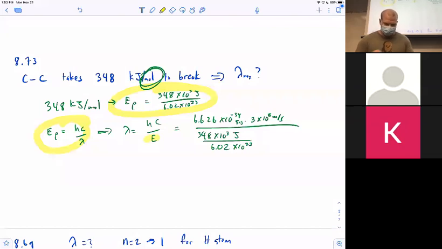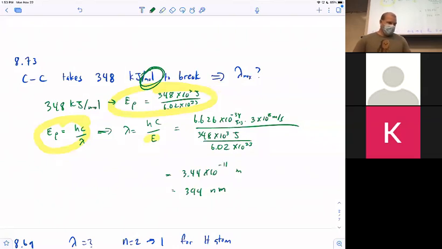Ooh, we lost somebody. And if you do all this, what is the answer? It'll be 3.44 times 10 to the minus 7 meters, or 344 nanometers, which is ultraviolet light.